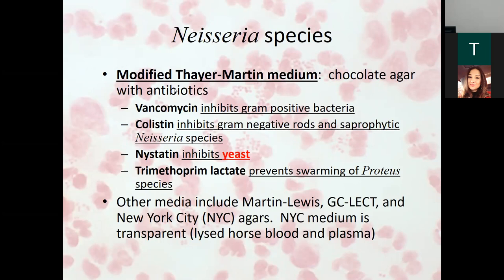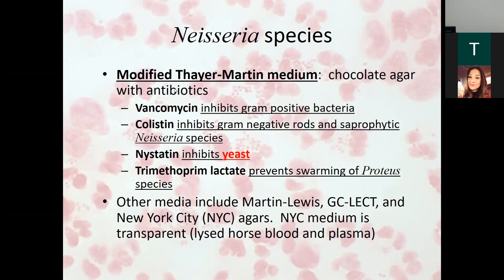Vancomycin, so no staph is going to be growing on the Thayer-Martin. And then we have trimethoprim lactate, which prevents swarming of the Proteus. Proteus is the one that swarms over the entire plate, covers up everything if it's there, makes a big mess, and it stinks. We're going to see Proteus later. So we can keep all of that from growing on our Thayer-Martin, and that hopefully will help us isolate whether we have Neisseria or not.